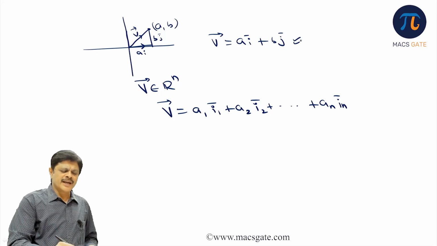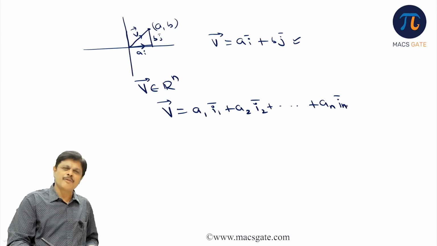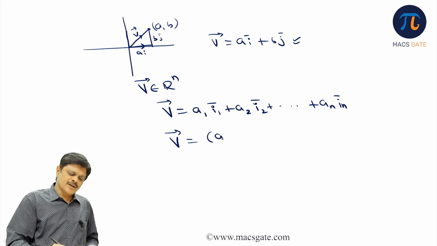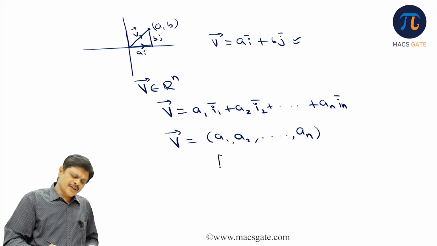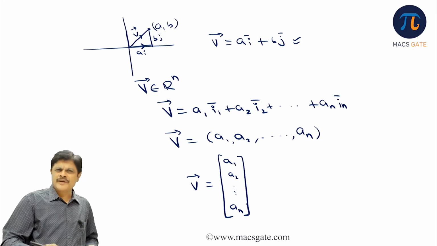See, up to three dimensions, expressing in component form is fine, but for more than three dimensions, expressing in this component form would be very, very complicated. That's why we use the ordered n-tuple to represent these vectors. Or, as you also learnt in matrix algebra, we can represent a vector as a column vector or a row vector. That is the basic idea.